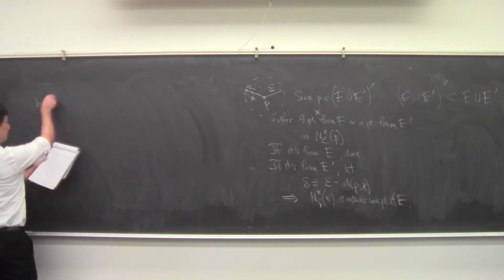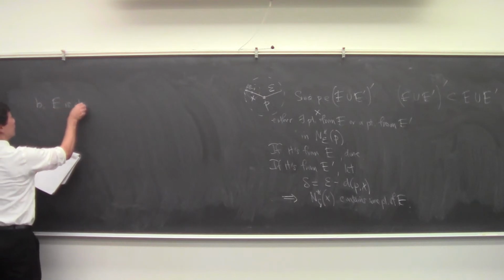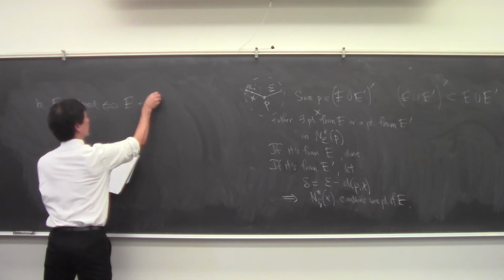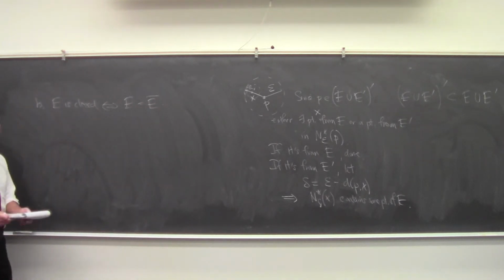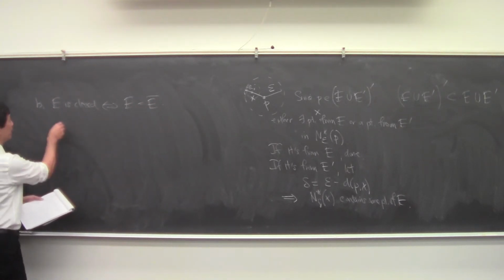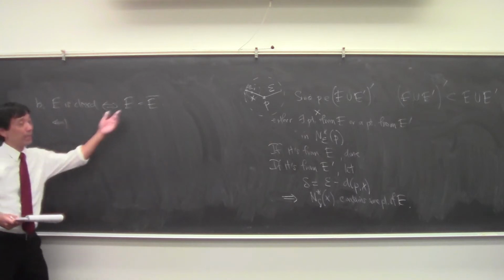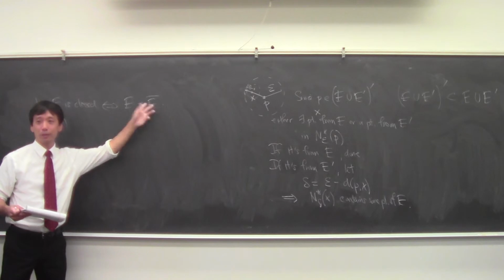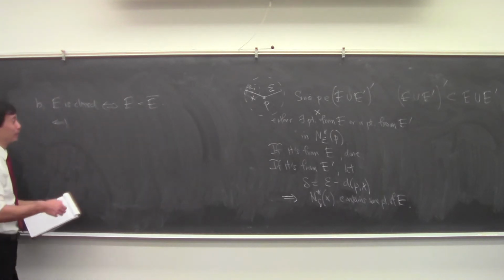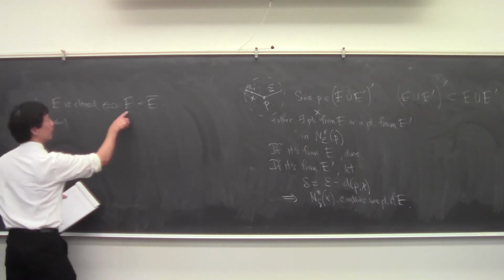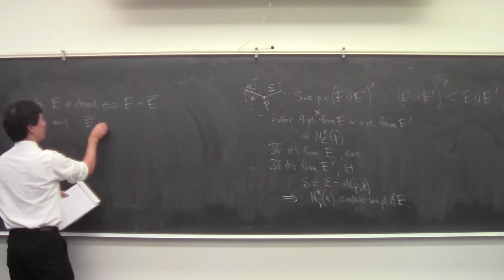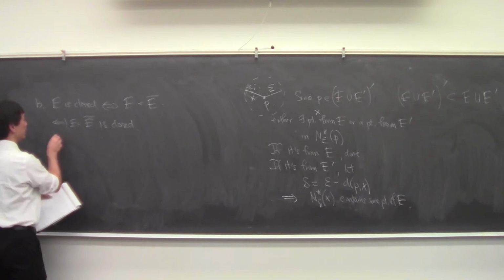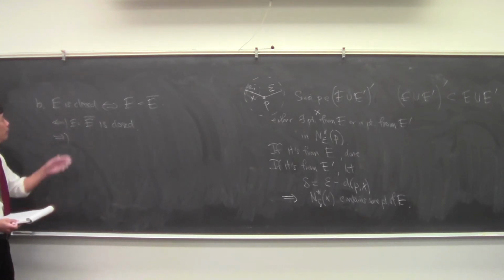So E is closed if and only if E equals its closure. This is actually pretty straightforward. The reverse direction: if E equals its closure, we just show that the closure is closed. If E equals its closure, E bar is closed. End of proof. So the reverse direction is clear.